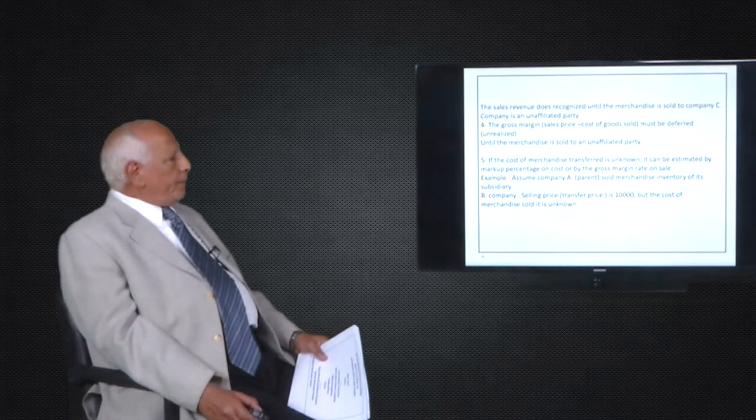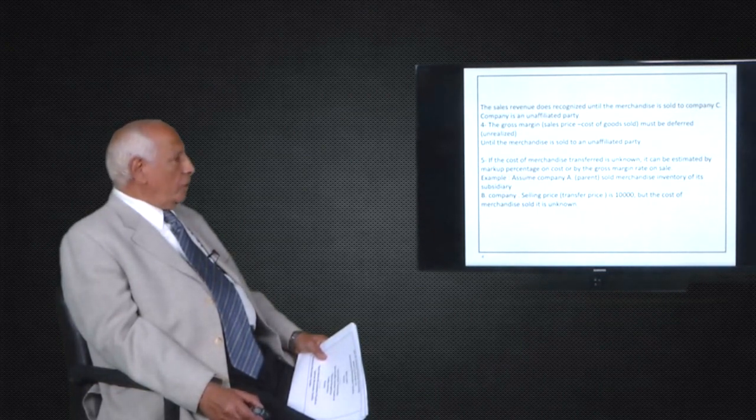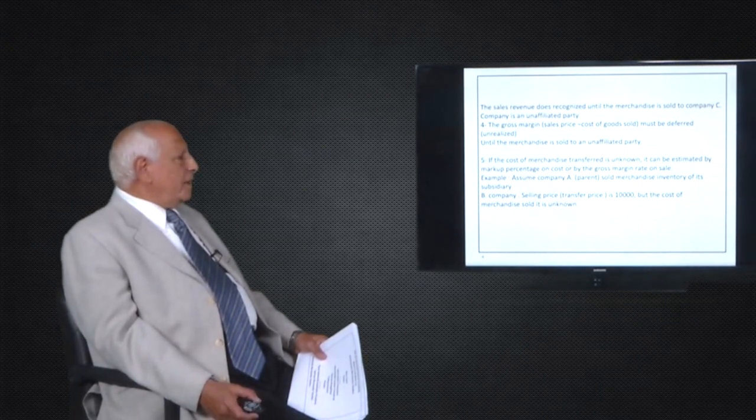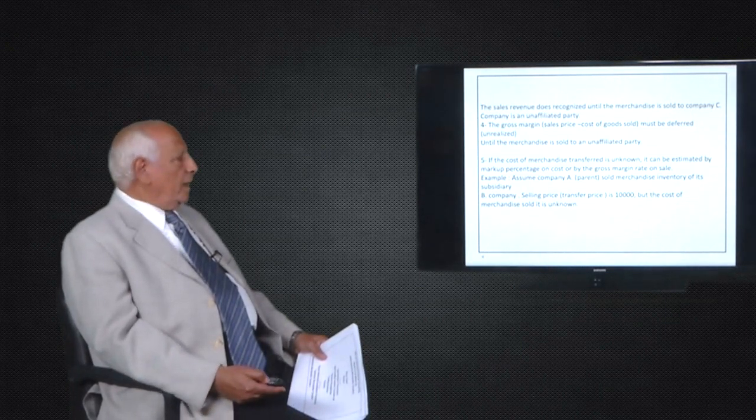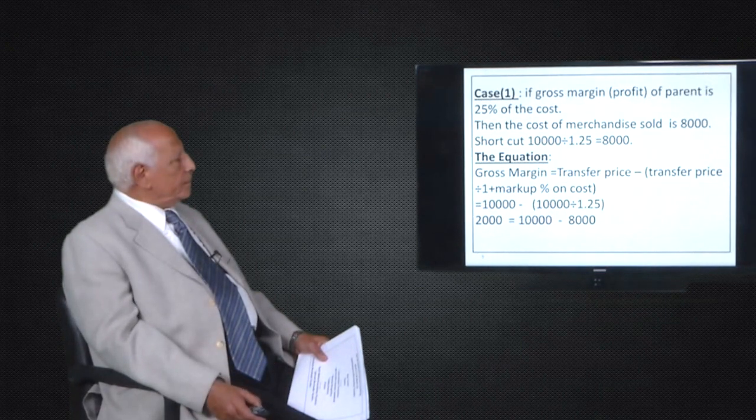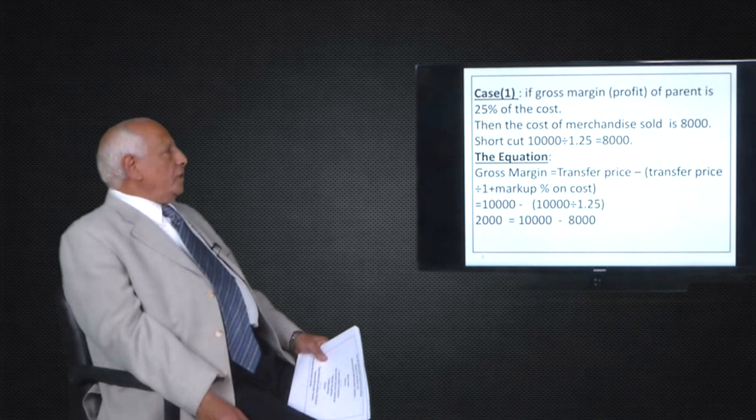Example, assume company A, the parent, sold the merchandise inventory of its subsidiary, company B. The selling price, or transfer price, is 10,000, but the cost of the merchandise sold is unknown. They didn't tell you how much the cost is, but they give you the selling price. I'm going to take case one.